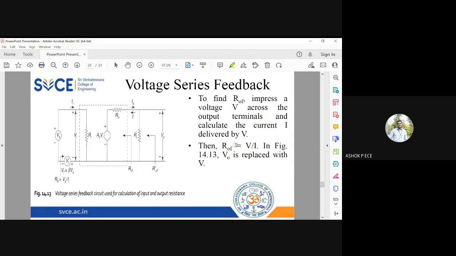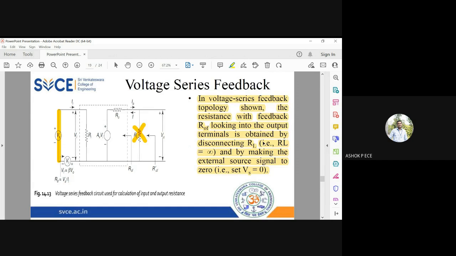For finding R0F, the input side I have made 0, so I don't have any input voltage. So what I should do is apply some voltage across the output side to measure the output current, correct? The output is open and the input signal is not given, which means I cannot find it otherwise. So that is what you do.